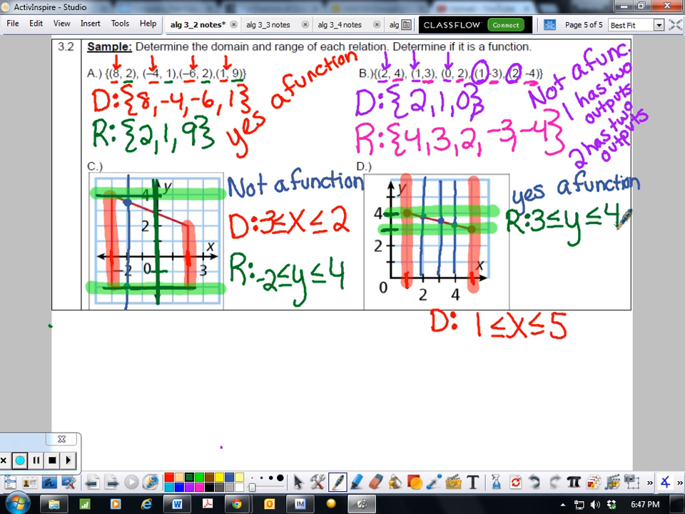So we're going to do a little activity with this in class to kind of get a better idea of domain and range. And so we'll work on that then.